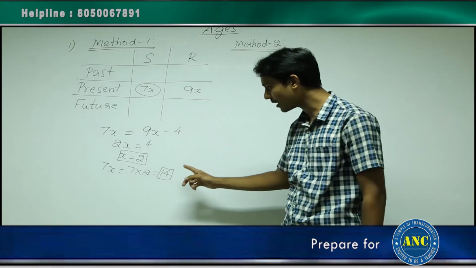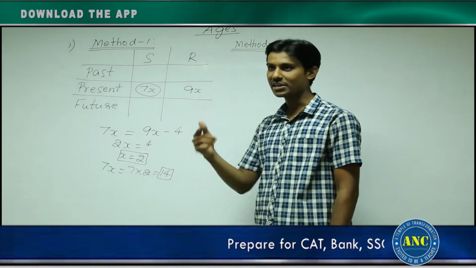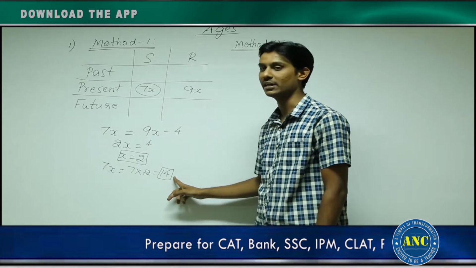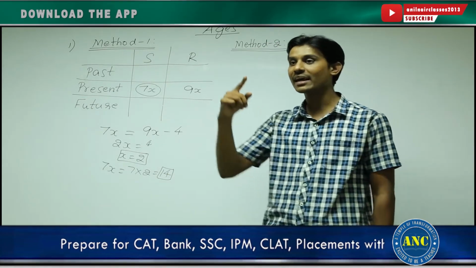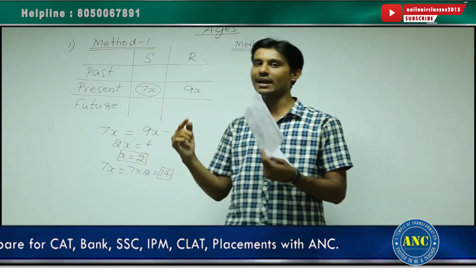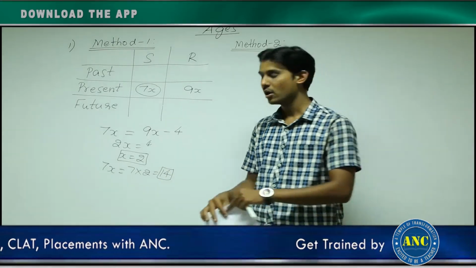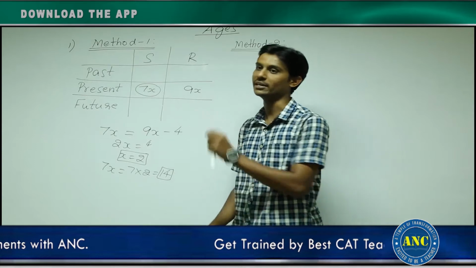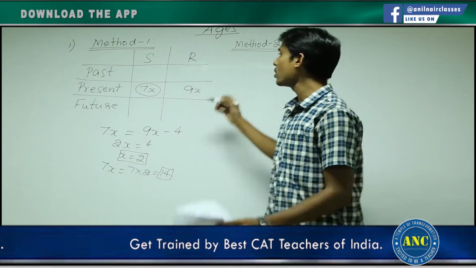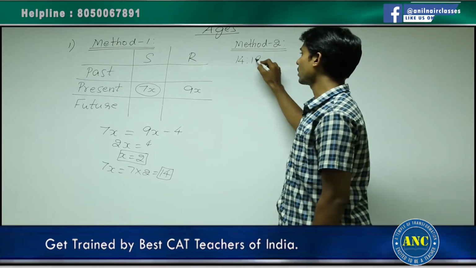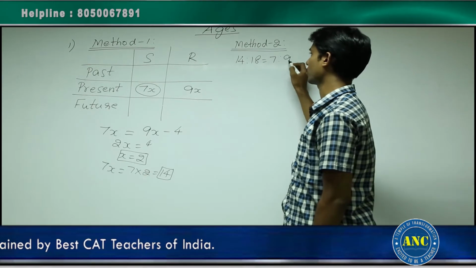Actually, what is the correct answer? The correct answer is 14 years. Just check it out. If Sachin is 14 years, Rahul is elder than Sachin by 4 years, or Sachin is younger than Rahul by 4 years. If Sachin is 14, Rahul should be 18. The respective ratio is 14 to 18. What is 14 to 18? It is nothing but 7:9, and that is what is given in the question also.